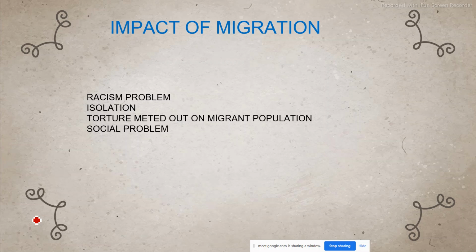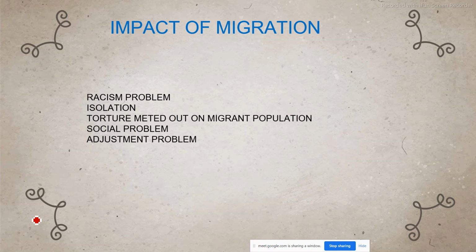And sometimes when there is unemployment, there are some antisocial elements that may take over. For example, drugs, alcohol, then arms. Sometimes some of them are provided with arms, and then they start shooting people. Then the crime increases in this area. So when the crime increases, it becomes a social problem.